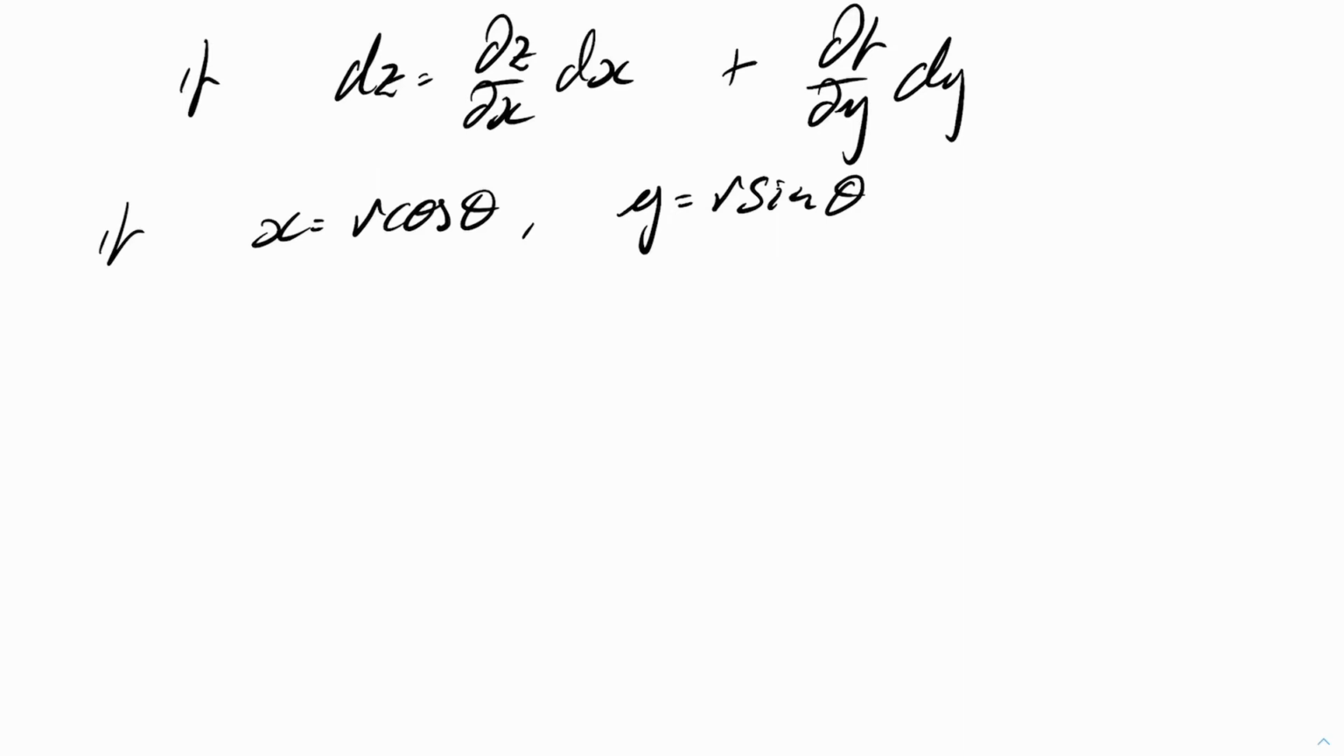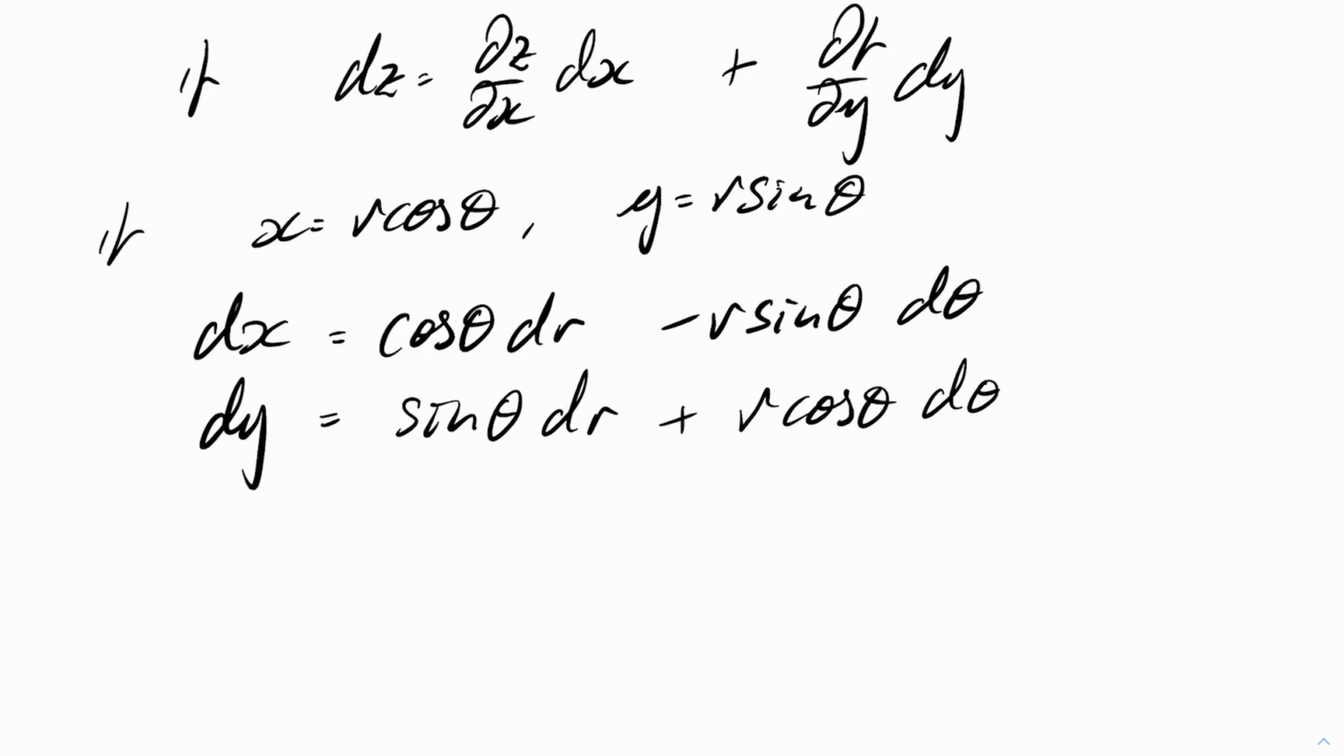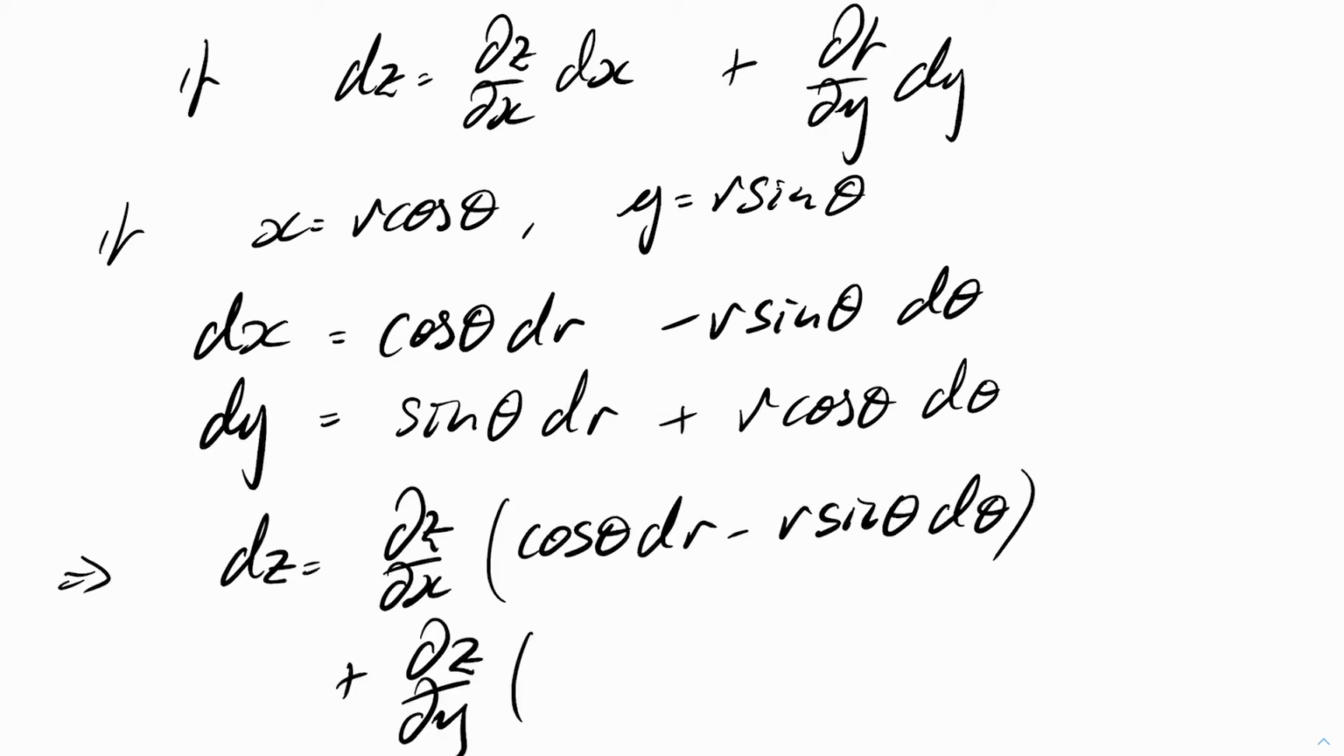So if we go back to our example of changing coordinates from Cartesian to polar coordinates, if x is r cos theta and y is r sin theta, the differentials dx and dy can be calculated as follows. dx is the derivative of x with respect to r, which is cos theta, times dr, plus the derivative of x with respect to theta times d theta. And for dy, so dz then is dz dx times dx, which is now cos theta dr minus r sin theta d theta, plus dz dy times dy, which is sin theta dr plus r cos theta d theta.